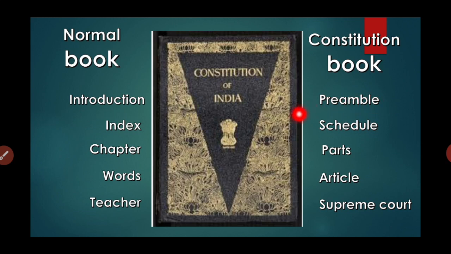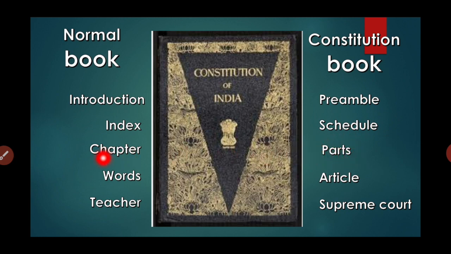Now, the schedule is not actually an index, but it is somewhere at the back of the Constitution book, and contains some extra information about this book. One more thing I would like to tell you about the schedules: earlier there were 8, but after 4 amendments, the current Constitution has 12 schedules.